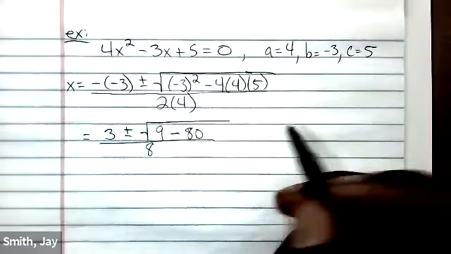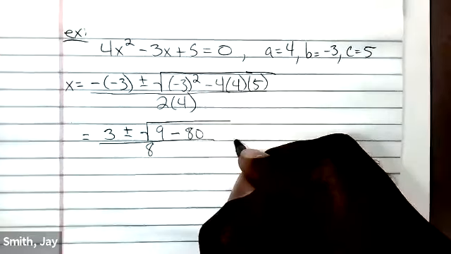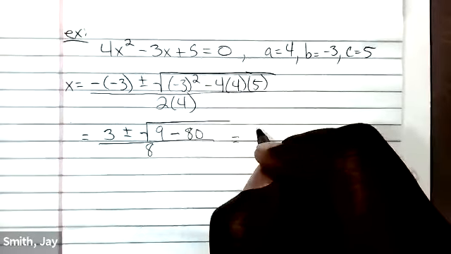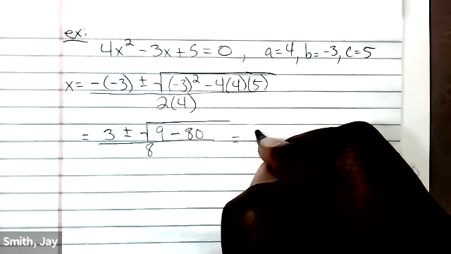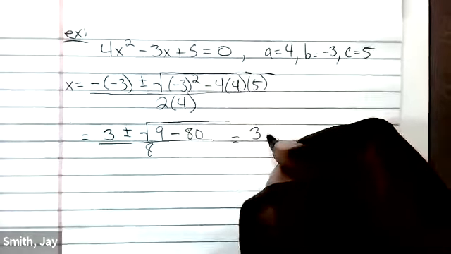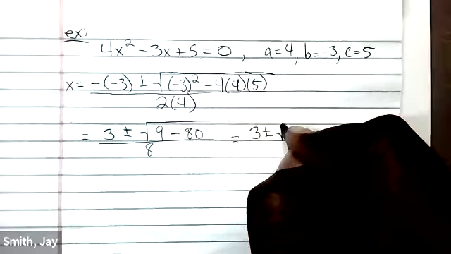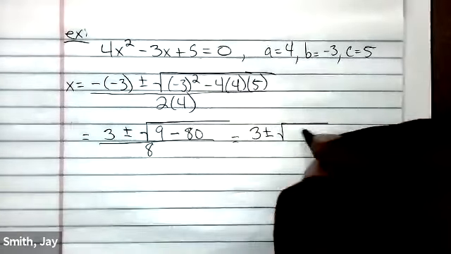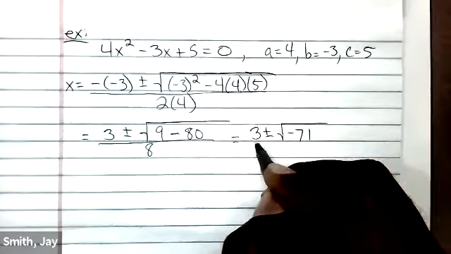All right. Now 9 minus 8 is going to give me a negative number. Remember in the last section, we went over complex values or imaginary numbers. So this is going to give me 3 plus and minus the square root of -71 all over 8.